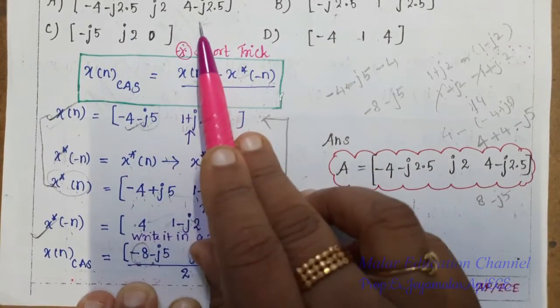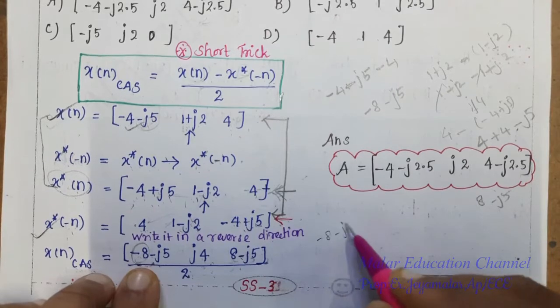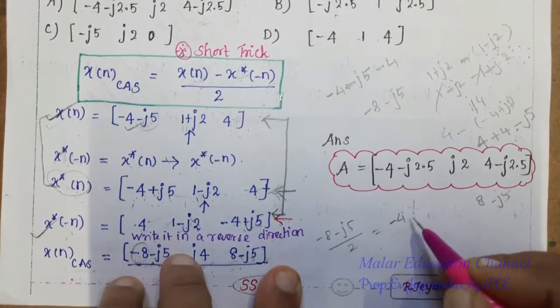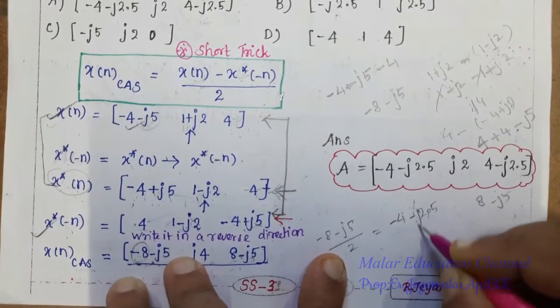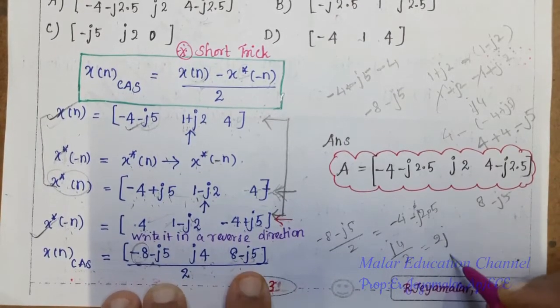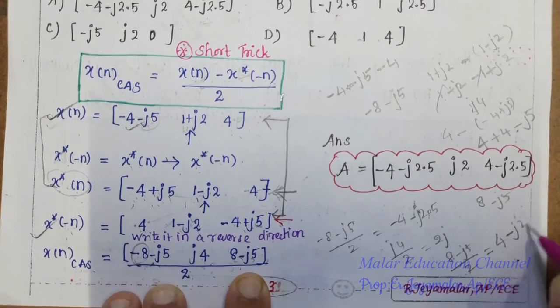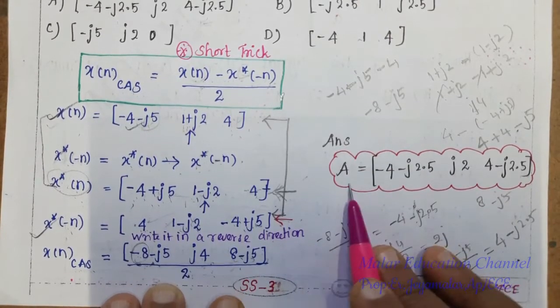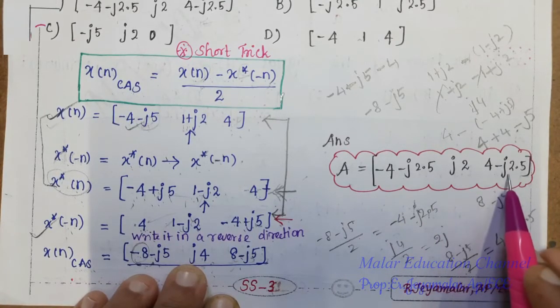Then check the answer. All answers are divided by 2, so here also we have to divide the answer by 2. Minus 8 divided by 2 is minus 4, and 5 divided by 2 is 2.5, so minus 4 minus j2.5. The second term j4 divided by 2 is j2. The last term 8 minus j5 divided by 2 gives 4 minus j2.5. Hence the answer is option A: minus 4 minus j2.5, j2, 4 minus j2.5.